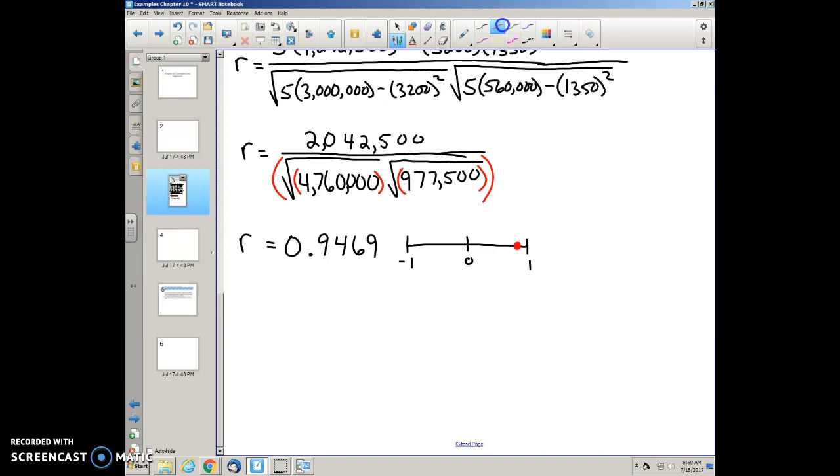When R is positive, there is a positive relationship between x and y. When R is negative, there is a negative relationship between x and y. All right, so a positive relationship would look like this. If we have x and we have y, this is positive. A negative relationship would look like this when you graph the scatter plots.